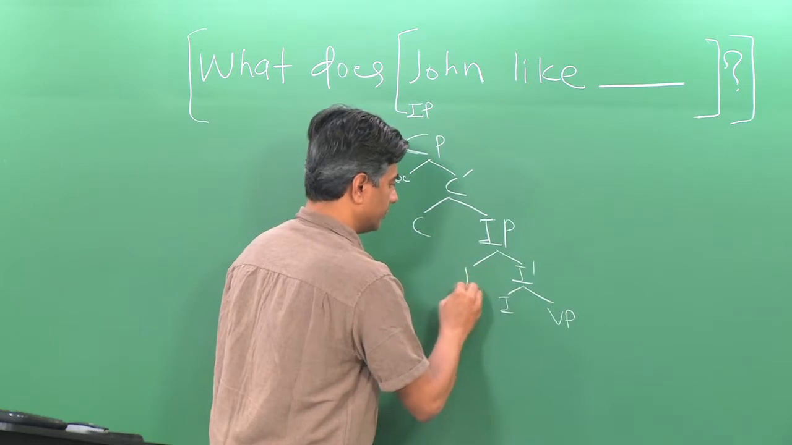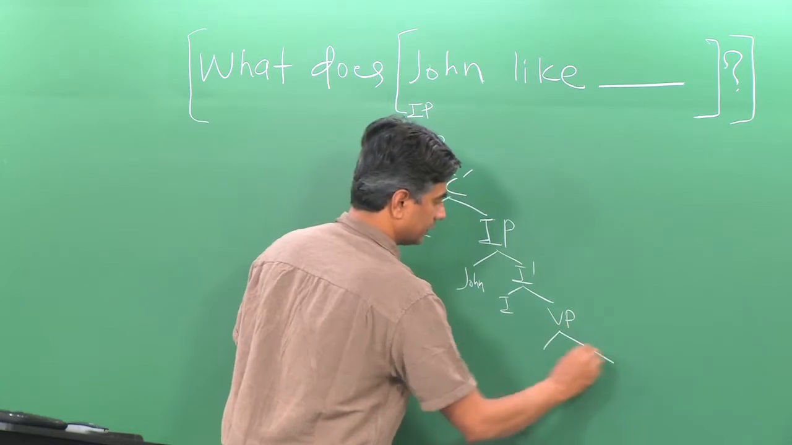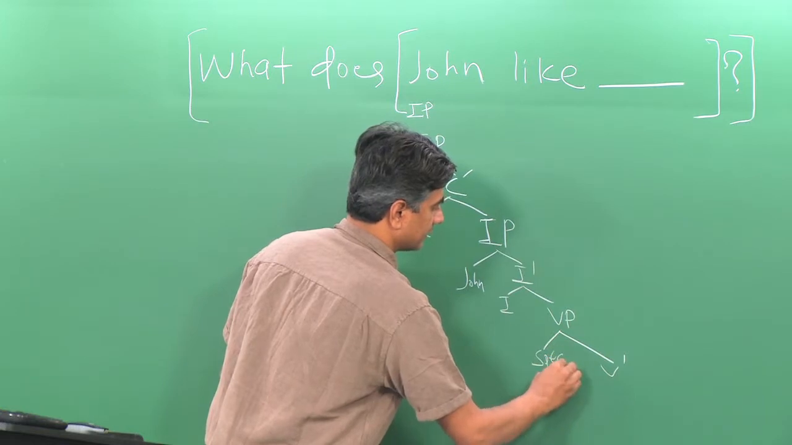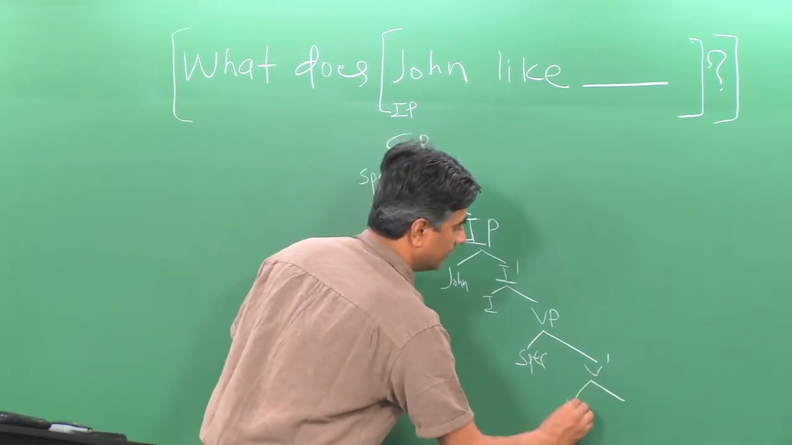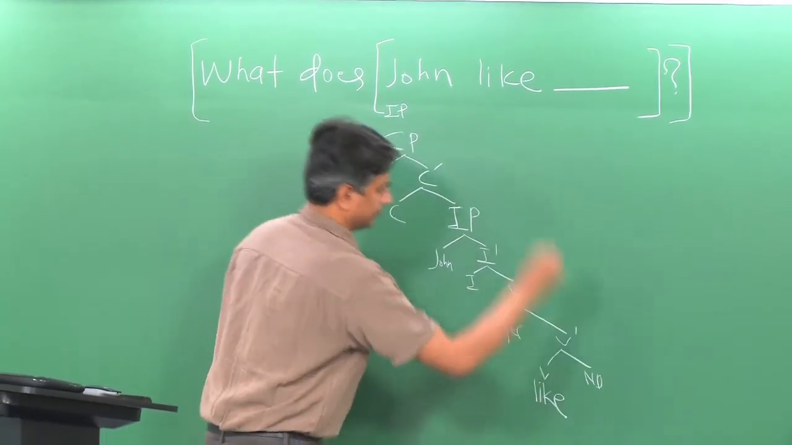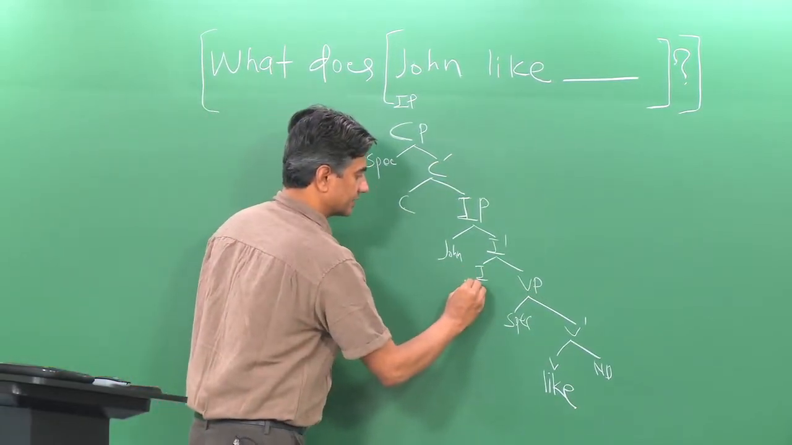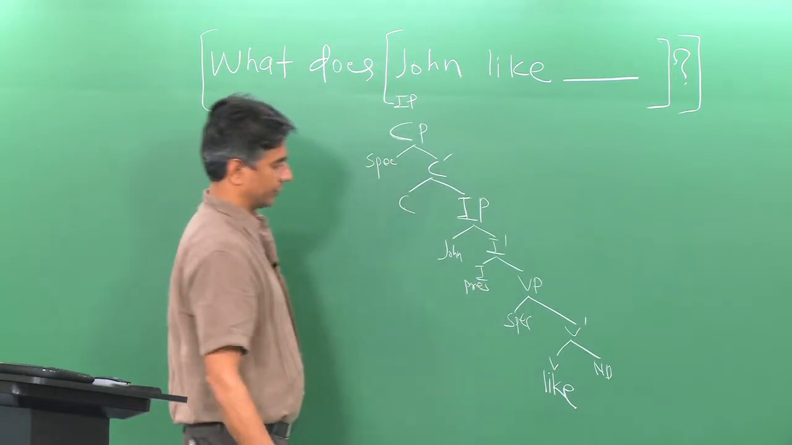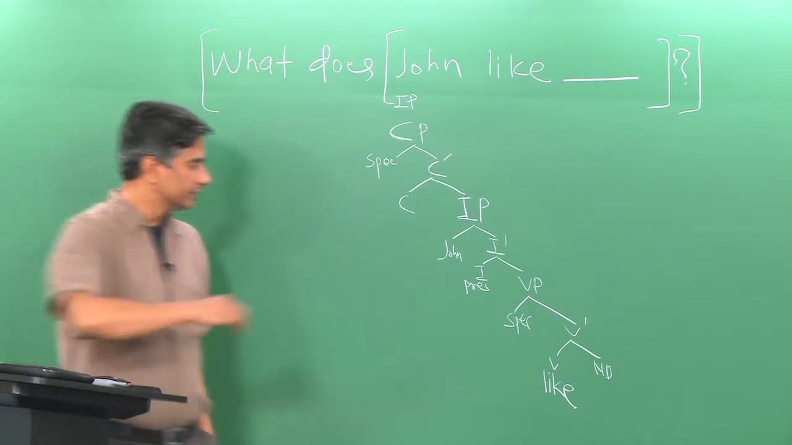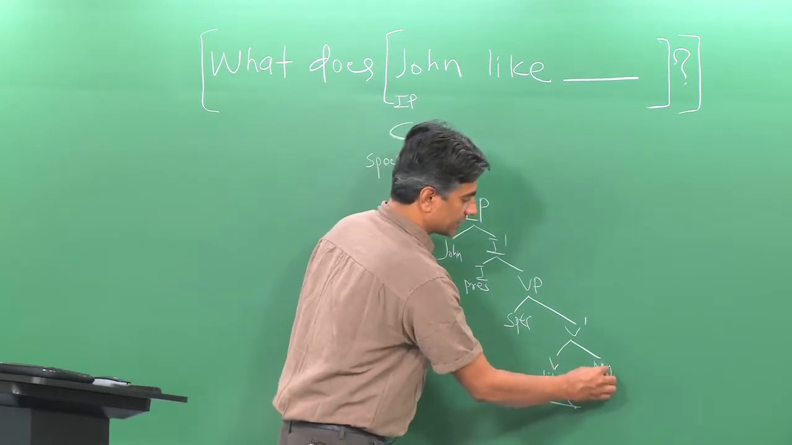where you have John here, and then we have V bar, the specifier, and we have V and NP here. This is the verb like, and this was an inflection which has tense in it, so this is going to be present tense. That's not an important part right now. What we want to see is that this is a transitive verb, it has an object, and this object is not available here.